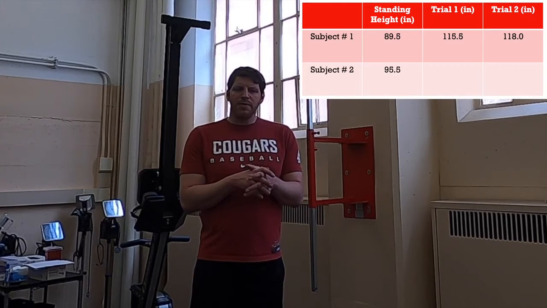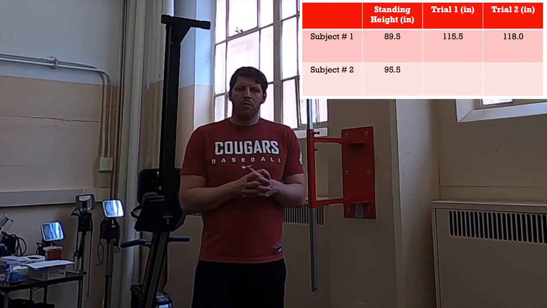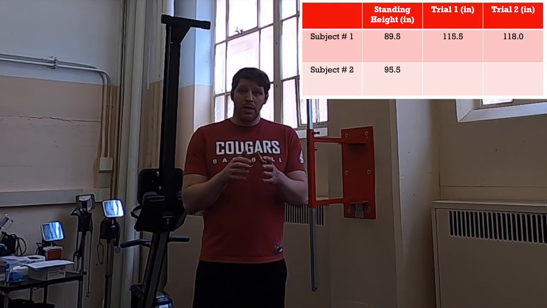trials. We have one 15.5 and we have one 18 in inches. And as I mentioned, we'll take the difference for each of those with the standing height. And then we'll take the best jump height difference. And that is your vertical jump.